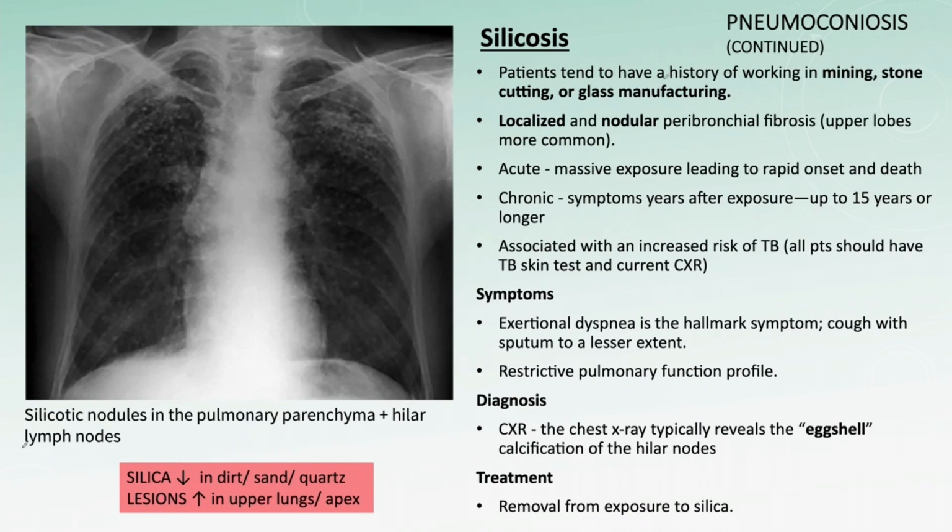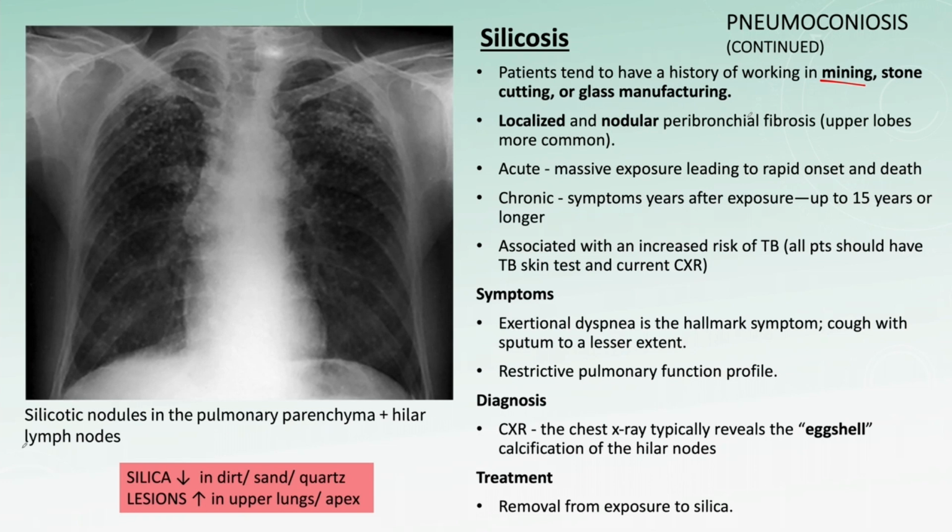Silicosis. Silicosis can also, tricky enough, be found in mining. So depending on what you see on chest x-ray findings, you could either think a miner has silicosis or it could be coal workers. So you have to kind of differentiate between those two.